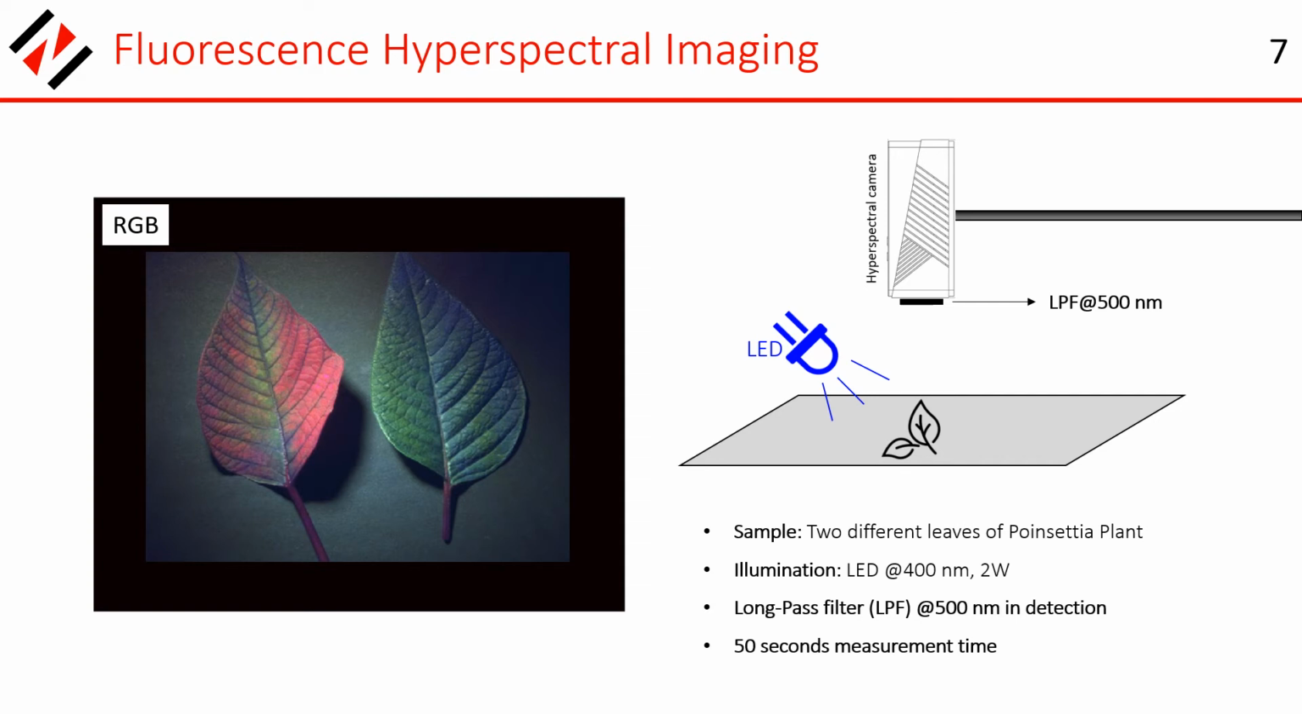On the right-hand side, you can also see the experimental setup in which a 2 watts LED at 400 nanometers excited the leaves, and the hyperspectral camera is placed on the top to measure the fluorescence emitted by the leaves. A long-pass filter at 500 nanometers was also employed in the detection to cut out the much more intense excitation light, and the overall measurement time was 50 seconds.